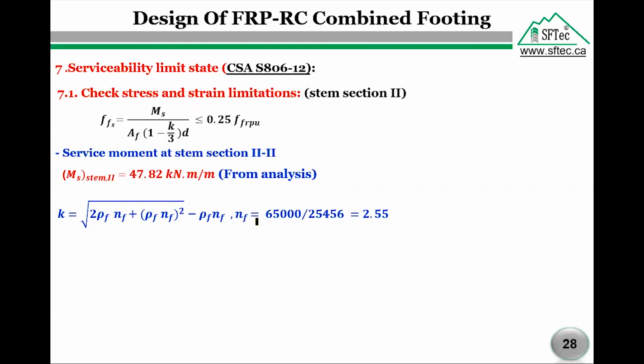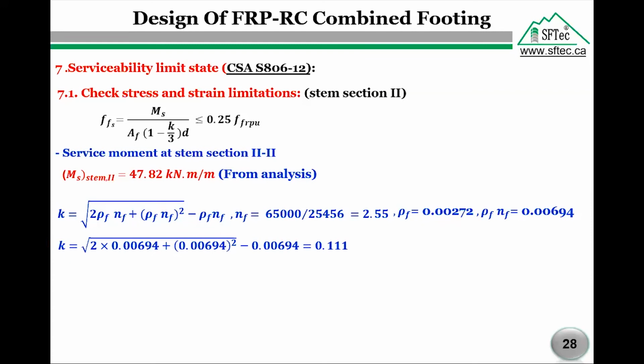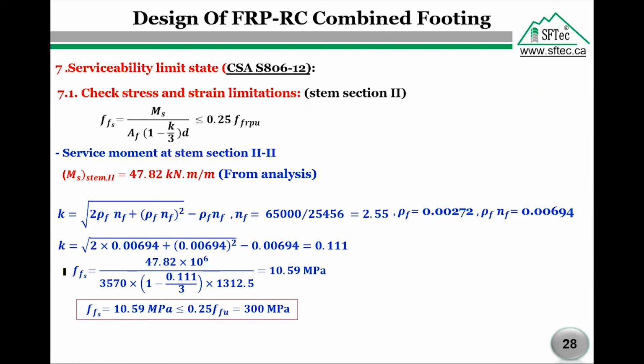The modular ratio is simply the ratio between the elastic modulus of the reinforcing bar and the elastic modulus of concrete. The flexural reinforcement ratio is 0.272%. So rho_F times n_F equals 0.00694. And finally, the K value equals 0.111. The maximum stress in the used bar under full service loads equals 10.59 MPa, which is less than 25% of the FRP bar ultimate strength.